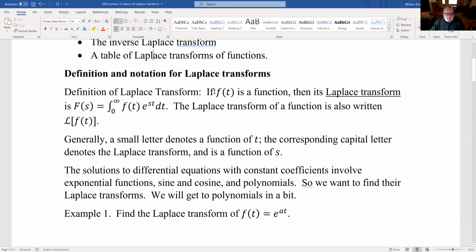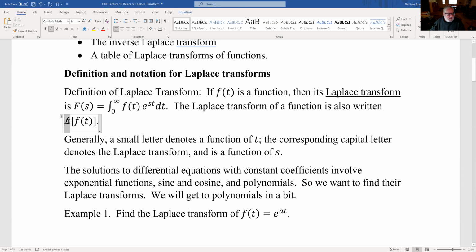We define it. If you have a function f of t, the Laplace transform is this integral. Note that when you integrate with respect to t, that's the dt part, you then plug in 0 and infinity for t. So the result of this integral will be that the t's will go away because you evaluate them from 0 to infinity, and then you'll be left with the s. So you get a function of s.